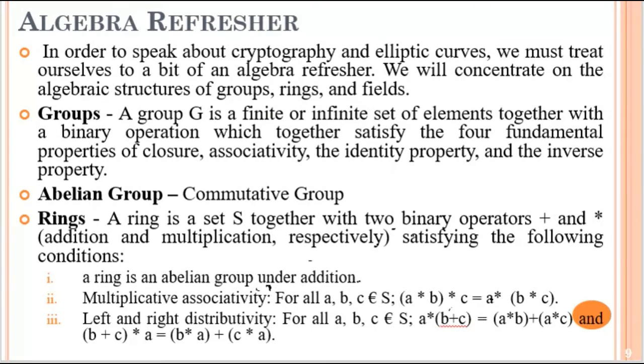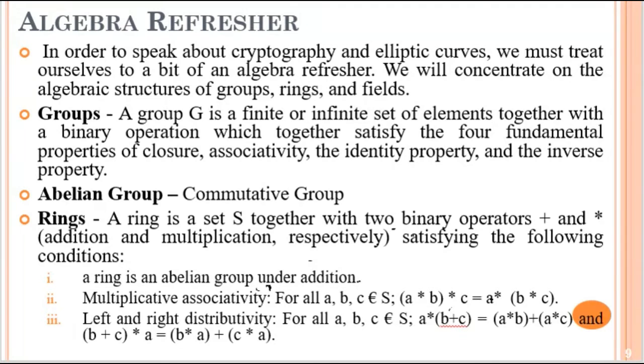Next, after a few lectures we study the elliptic curve, and now we study cryptography. In cryptography we study ciphers, and in later lectures we convert plaintext into ciphertext and ciphertext into plaintext. There are different properties, and algebraic mathematics is required for that. So here is an algebra refresher. In order to speak about cryptography and elliptic curves, we must treat ourselves to a bit of an algebra refresher. We will concentrate on the algebraic structures of group, ring and field. Groups.